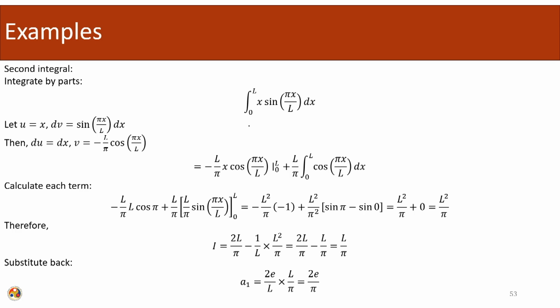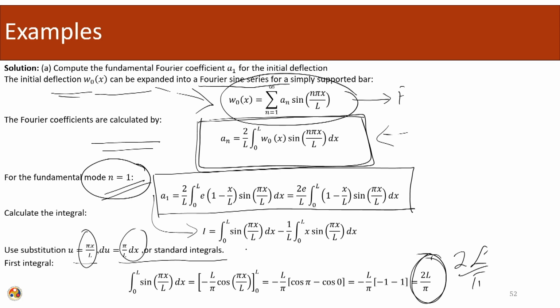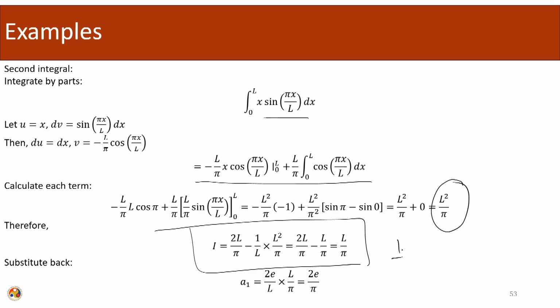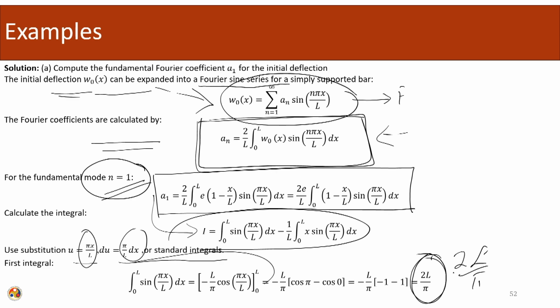Second integral. What we are trying to do is this integral, this is the required integral, and we are doing this integral by parts. The second integral by parts again gives this solution. After that we calculate each term. Therefore, the total I comes out to be L over pi. So, this was the I term, it is L over pi.